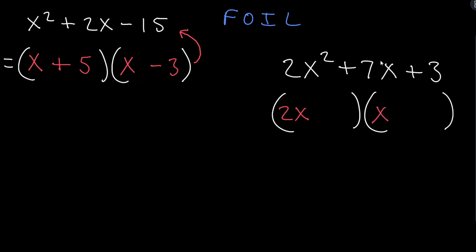The second similarity is with this plus 3. Again, from FOILing this out, we always get our constant term by multiplying the two constants together. It comes from that last step in FOIL. So what does that mean? Well, we either have a 3 here and a 1 here, or a 1 here and a 3 here. Really, we have 2 choices.